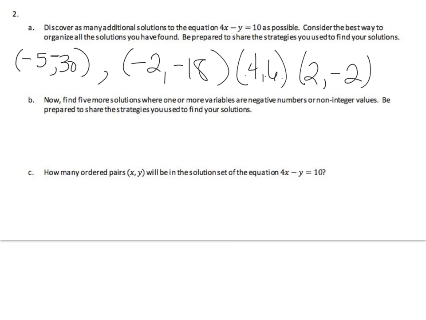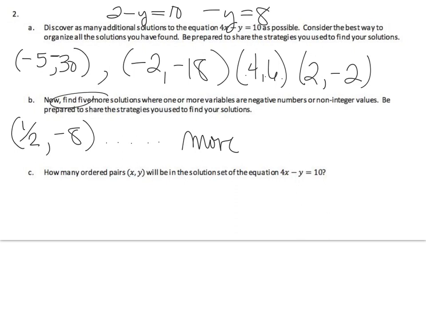Now find 5 more solutions where one or more variables are negative numbers or non-negative values. Be prepared to share the strategies you use to find your solutions. I'm using guess and check. That's my strategy. 5 more solutions. Let's do a half. 4 times a half is 2, minus y equals 10. Subtract from both sides, I get negative y equals 8. So y equals negative 8, etc. There's just many more. I could do 5 more.